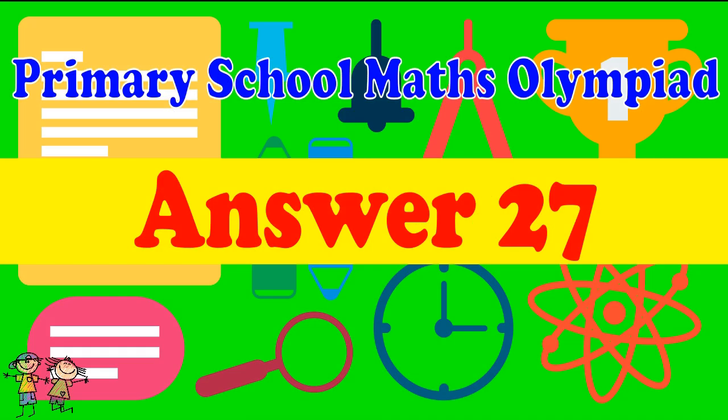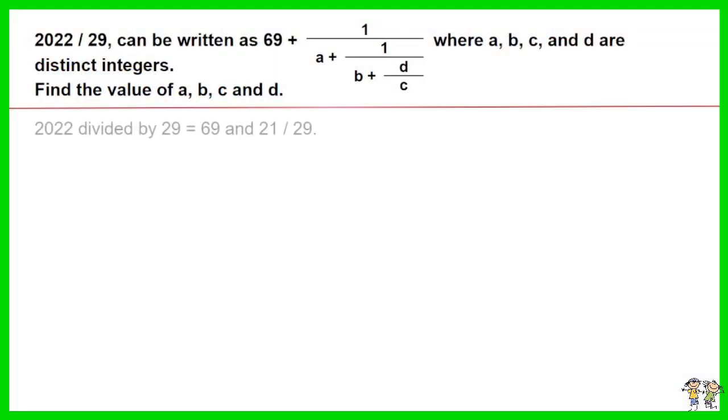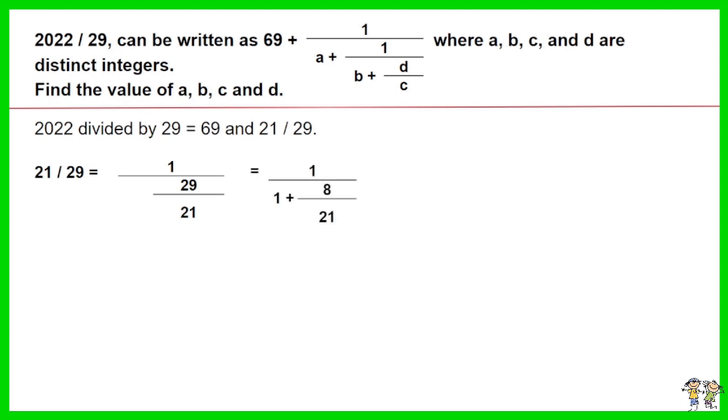Answer for question 27. 2022 divided by 29 equals 69 and 21 over 29. 21 over 29 is equal to 1 over the value of 29 over 21. Express the value of 29 over 21 as 1 plus 8 over 21.